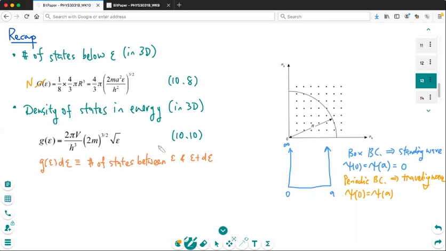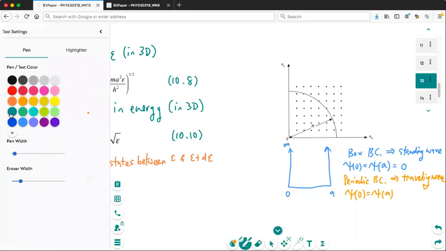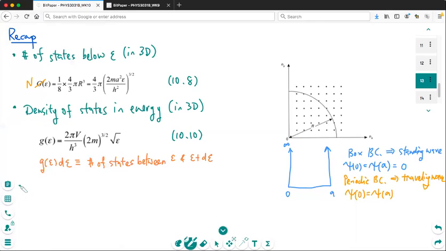And the last point to note is we got this result by putting in some numbers. What we have is that the number of states is much greater than the number of particles. This justifies the treatment of the dilute gas.